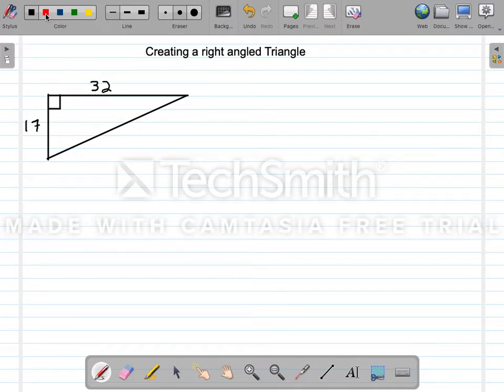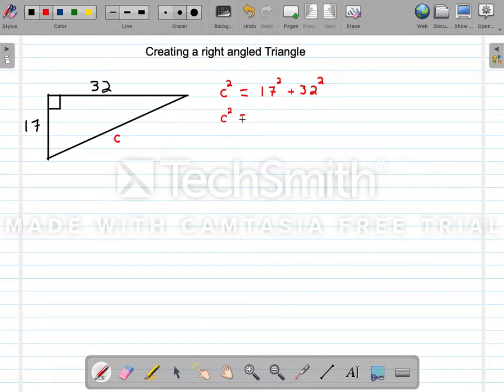So what do we need? We need to know the hypotenuse. This is the hypotenuse over here, okay? So let's call this C because we know it's C. So what is C? We're going to calculate C. C squared will equal 17 squared plus 32 squared, okay? So just take a second, plug this in, and tell me what C squared equals.